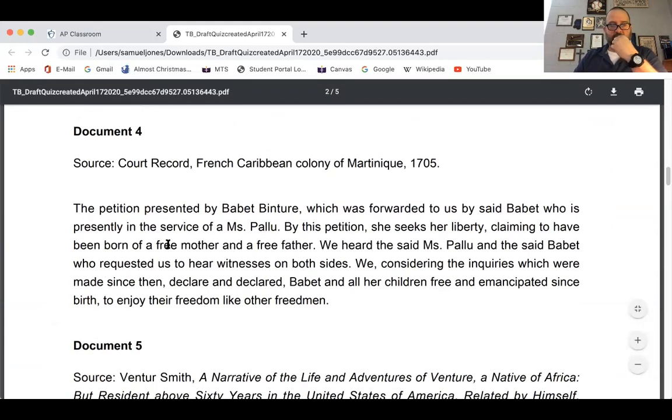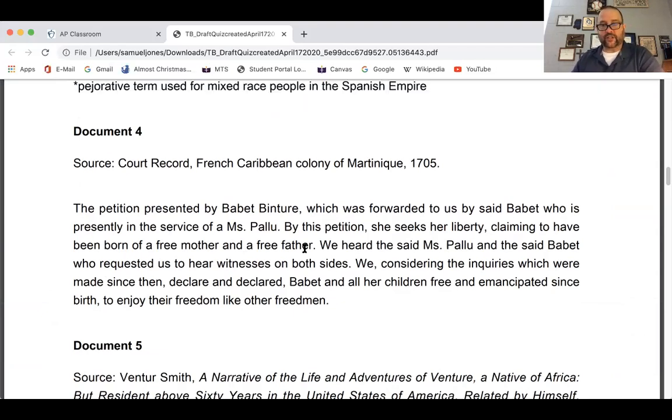And it says here that the petition presented by Babette Bentoure, which was forwarded to us by said Babette, who is presently in the service of a Miss Palou. By this petition, she seeks her liberty, claiming to have been born of a free mother and a free father. We heard the said Miss Palou and the said Babette, who requested us to hear witnesses on both sides. We, considering the inquiries which were made since then, declare Babette and all her children free and emancipated since birth to enjoy their freedom like other freed men.